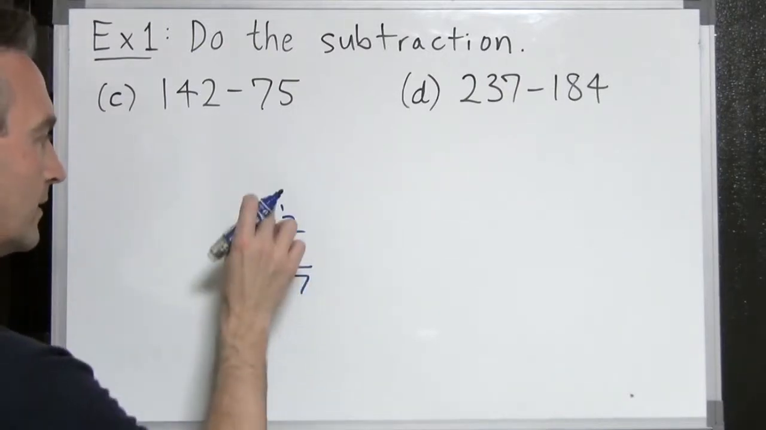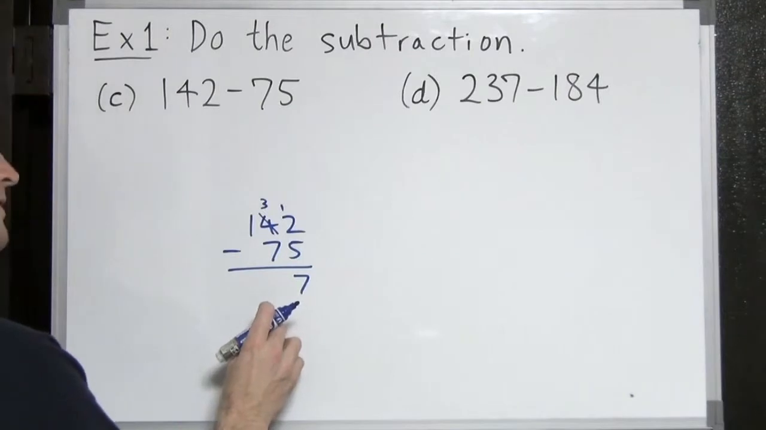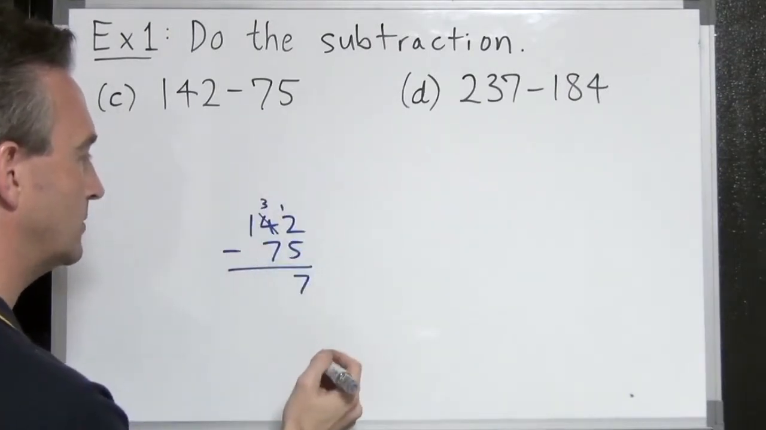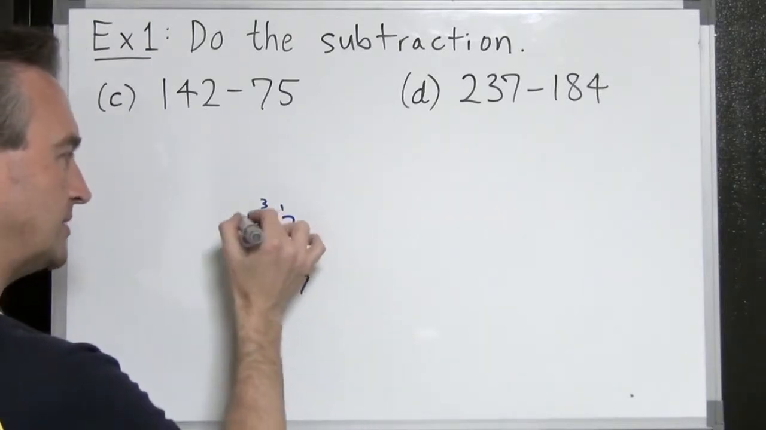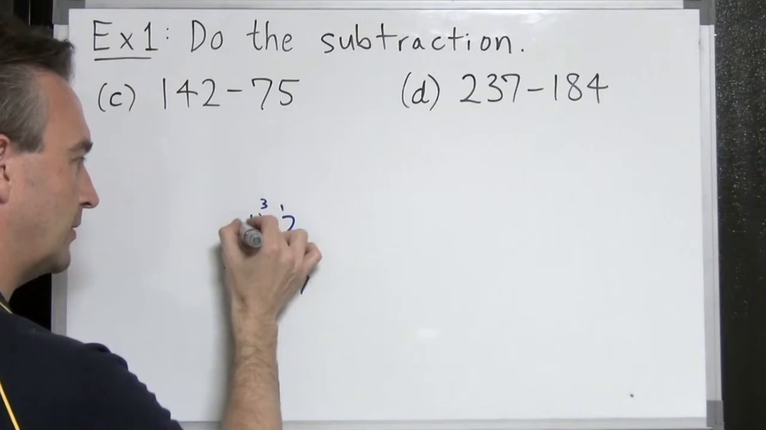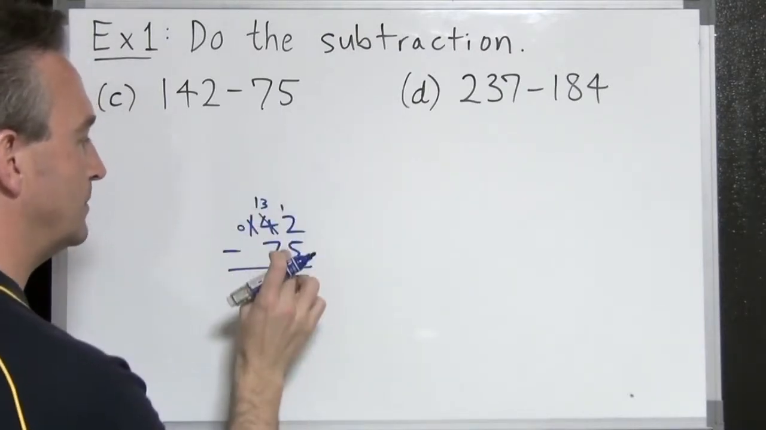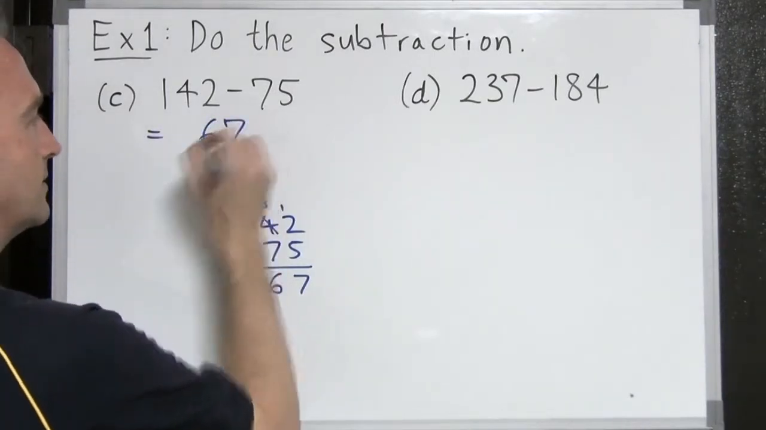That can be done. 3 minus 7 we can't do. So what is one of two ways you can do it here? You can just think of this as 13 minus 7, okay, which gives 6. Or what you could do is the same process and go, okay, I'm going to turn that 1 into a 0 and bring it up here, which basically is the same thing. 13 minus 7 gives 6, giving us an answer of 67.